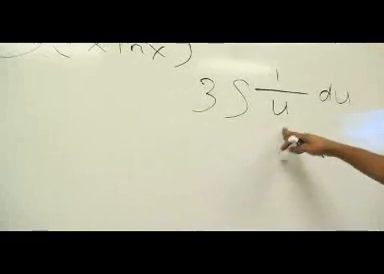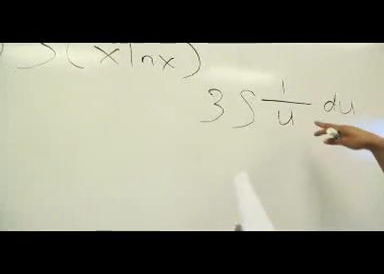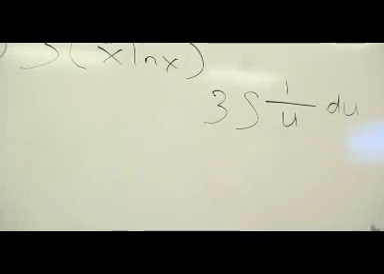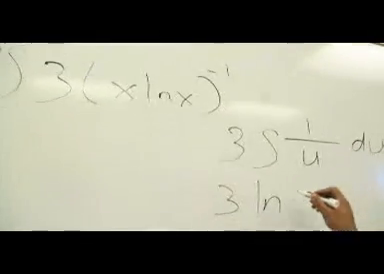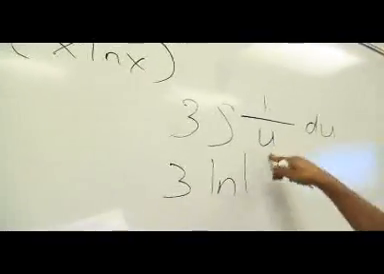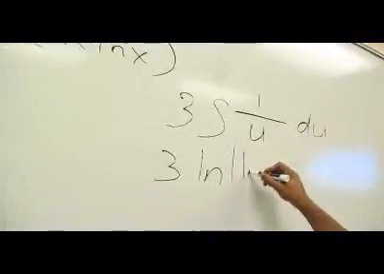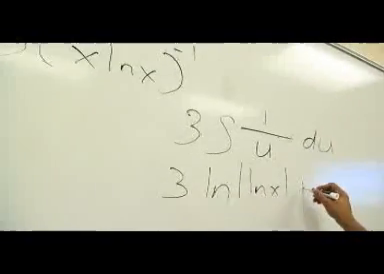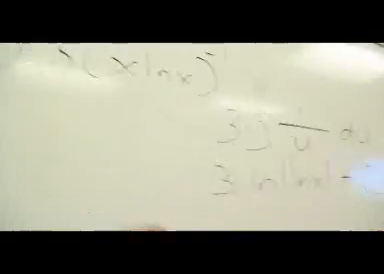Now we plug this in. This identity right here, as we should know, is ln: 1 over any constant, integrated, is ln of that constant. So that will equal 3 natural log of our u. Our u is ln x itself, plus c. Remember, always plus c, because we might have lost the constant during our derivative.